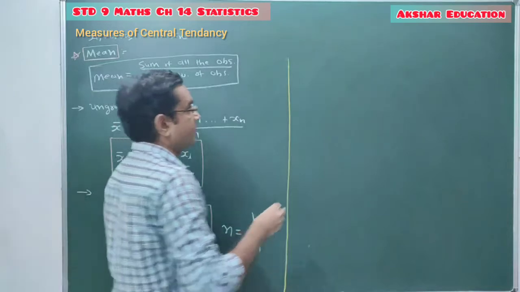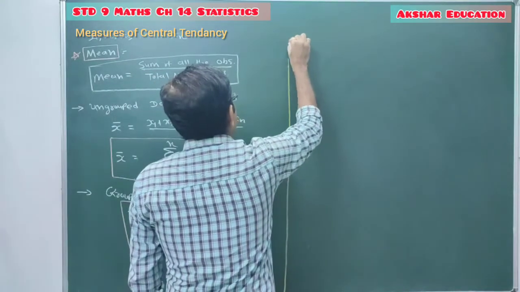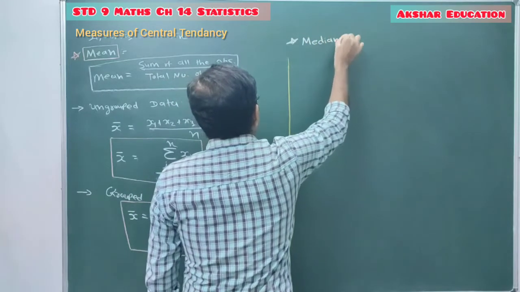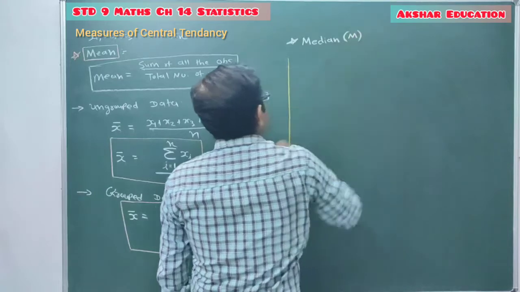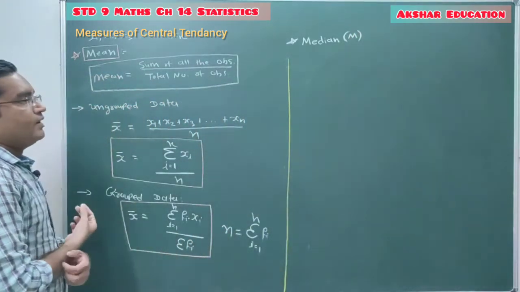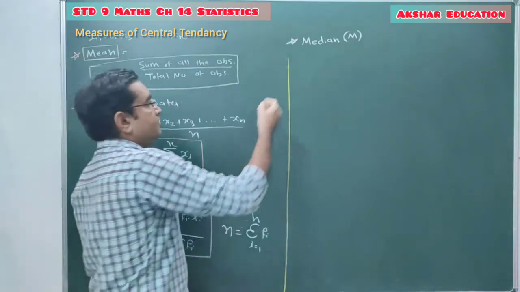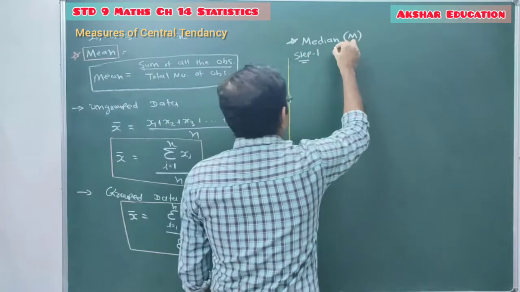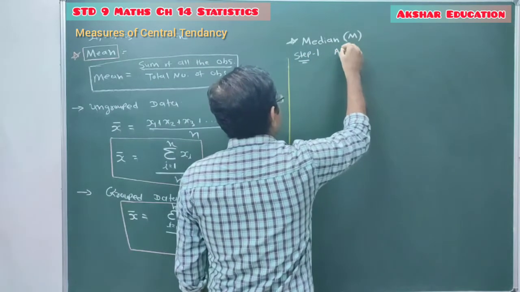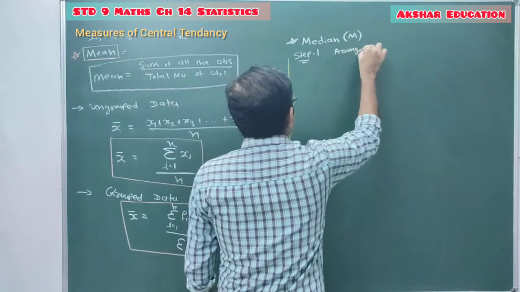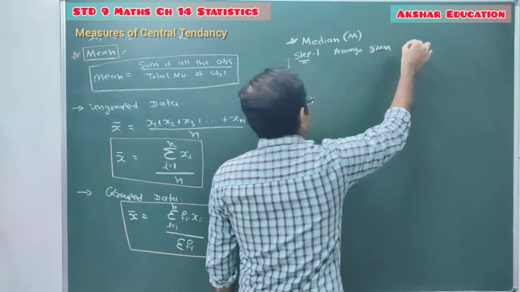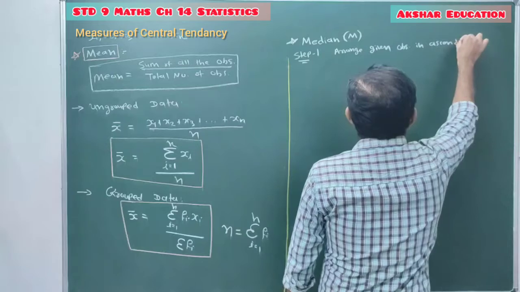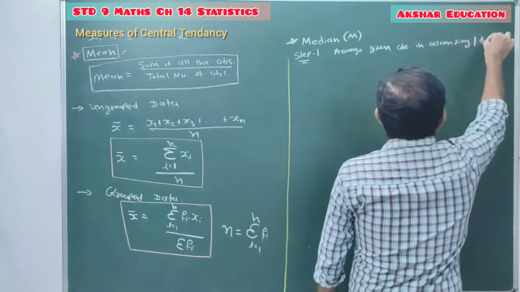The second measure of central tendency for any given data is median. Median is represented by capital M. So to find the median of any given data, the first step is you have to rearrange the data. Arrange the given observations in ascending or descending order.